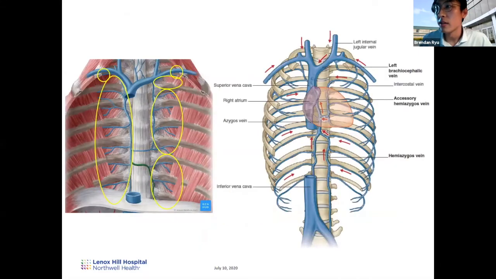Does the descending aorta lead blood to the foot? So eventually it will, but it obviously is going to branch off into different arteries before it reaches the foot. So technically the blood will travel through the descending aorta before it reaches the foot, but it's not directly supplying the foot, if that makes sense.